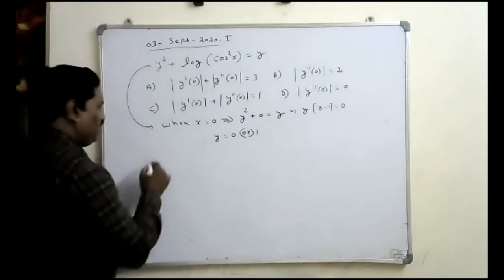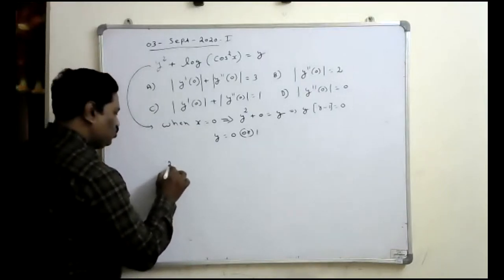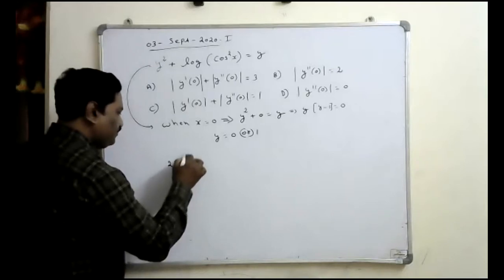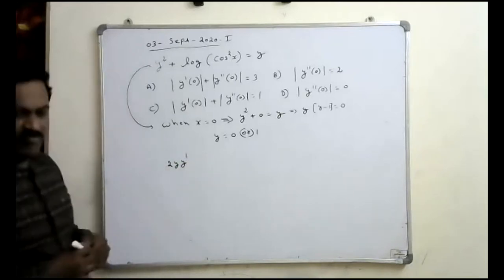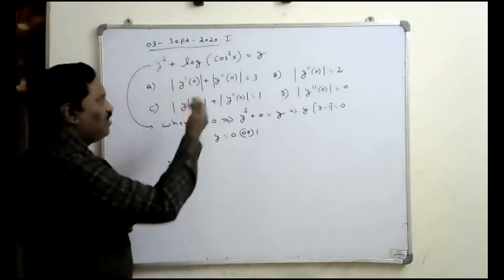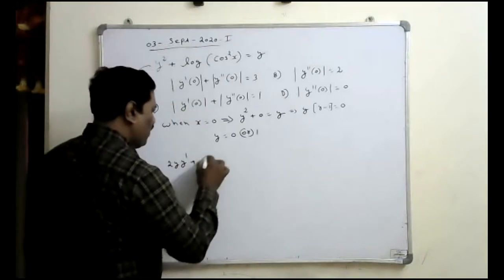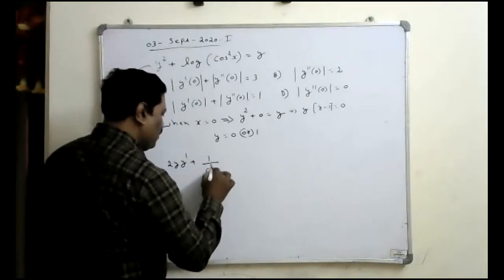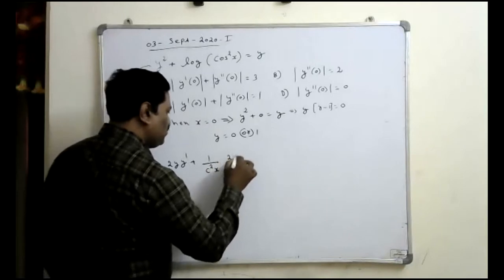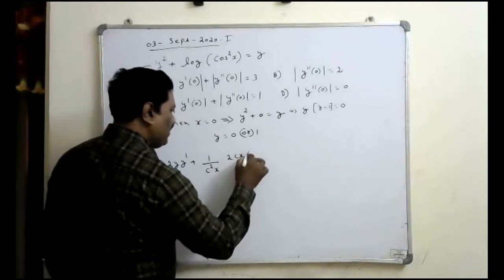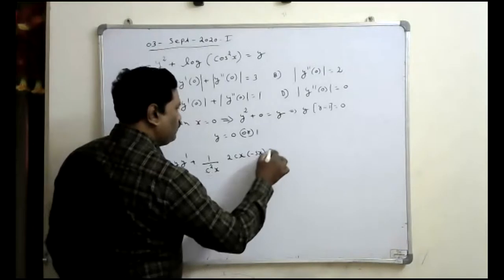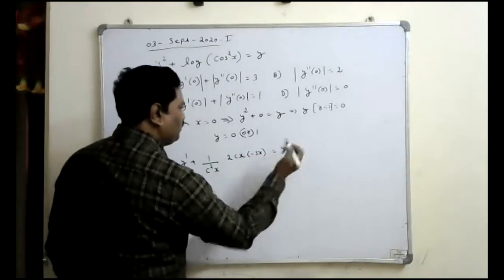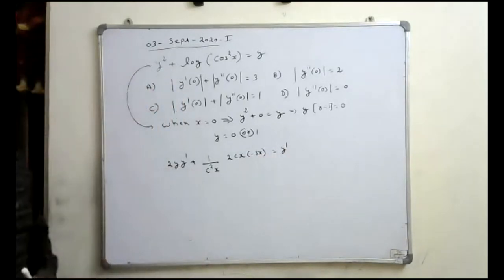If we differentiate it, the derivative of y square is 2y y dash, plus the derivative of log of cos square x is 1 by cos square x. Again the derivative of cos square x is 2 cos x into minus sin x, is equal to y dash. This is the derivative of this.